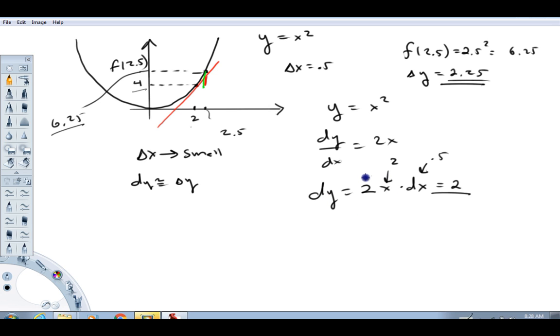One thing you'll notice is this term right here is dy dx. So dy we can say is equal to dy dx times dx. And let me back up. This dy is approximately equal to delta y as long as dx is small. Now I'm going to back up here and look at this in terms of more than one variable.